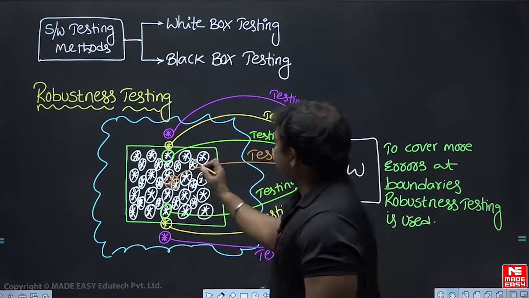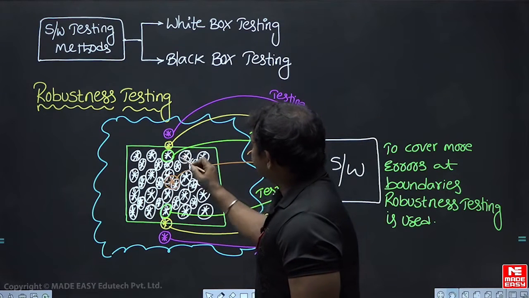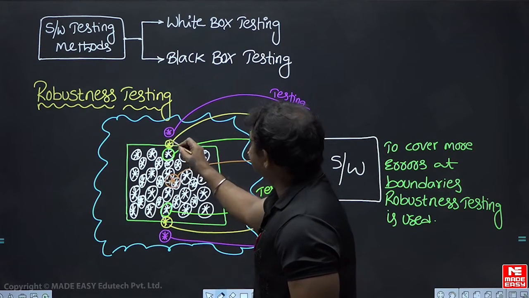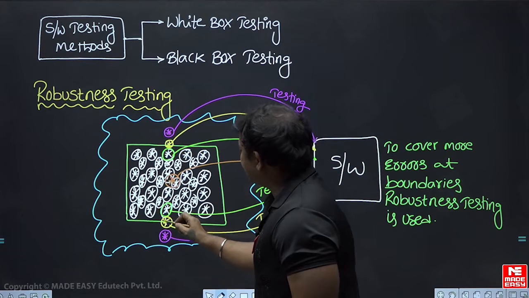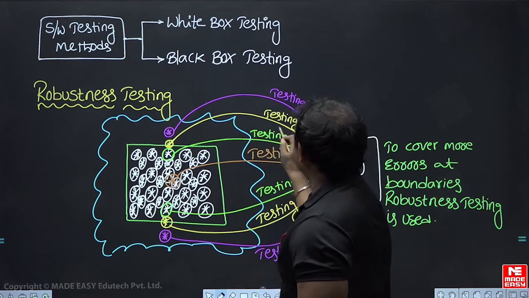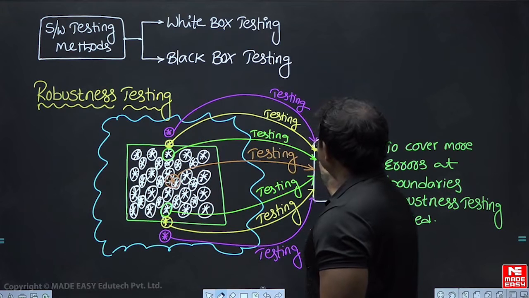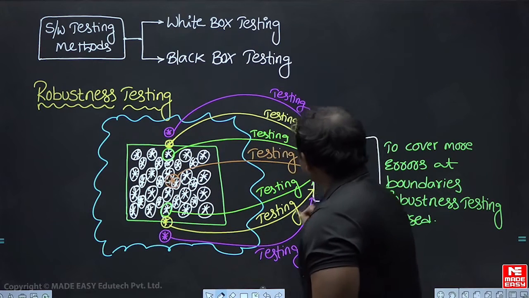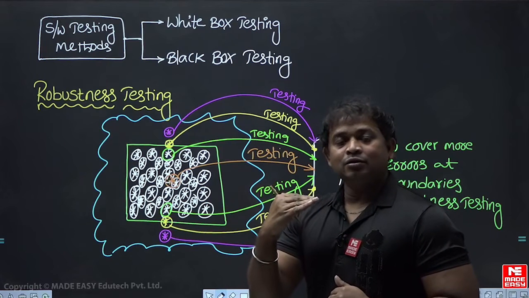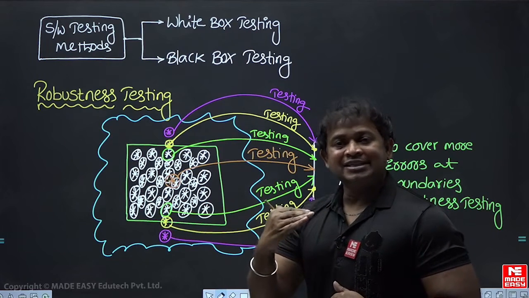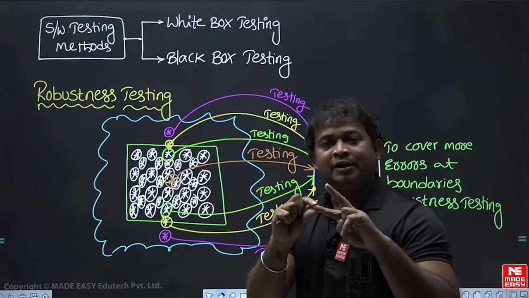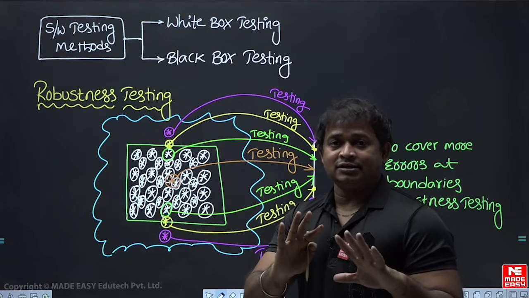Now see this. Suppose this is the boundary. This is the lower boundary. This is the upper boundary. So first conduct the testing with the lower limit, and conduct the testing with the upper limit. So two test cases are prepared: one is the lower limit test case, the second is the upper limit test case.